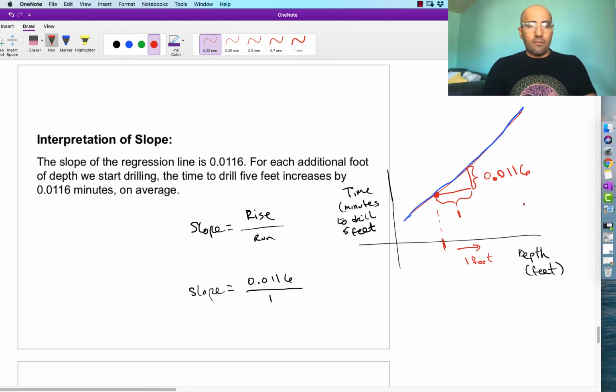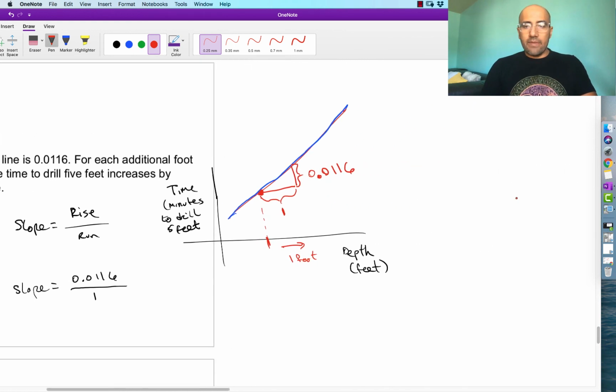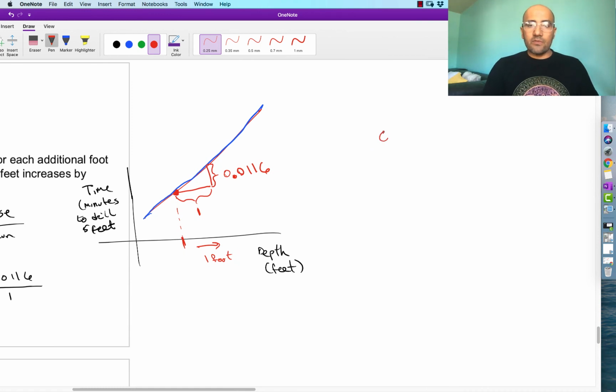Good. When we get to these numbers, it might make it a little easier to figure it out in terms of seconds. 0.0116 times 60 seconds. What is that?